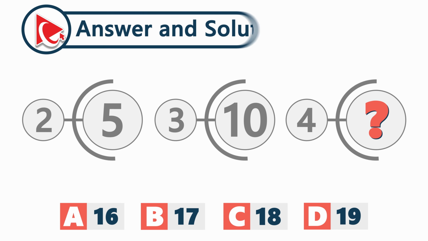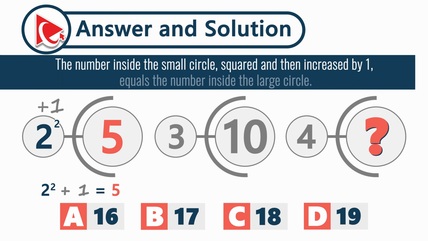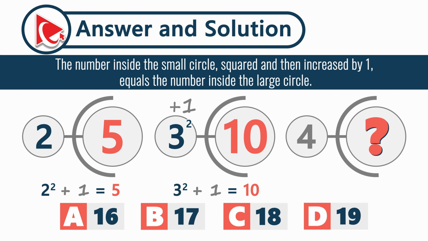This one's simple, yet surprisingly few people manage to spot the answer. Take a close look at the first pair. 2 squared plus 1 equals 5. In fact, the number inside the small circle squared, and then increased by 1 equals the number inside the large circle. Let's verify it with the second pair. 3 squared plus 1 equals 10.